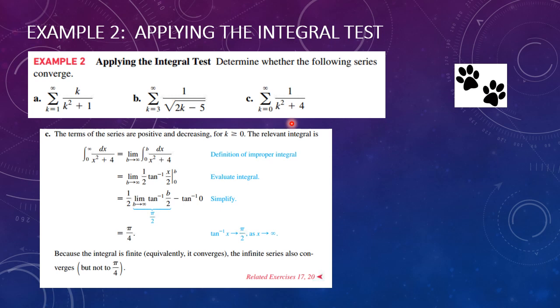Okay, here we've done the same thing. The integral from 0 to infinity is the same thing as the limit as b goes to infinity of the integral from 0 to b. When we integrate this, we see that we get the result 1/2 inverse tangent of x over 2. When we apply the limit here, we see that this limit value actually goes to a finite value of pi over 4.